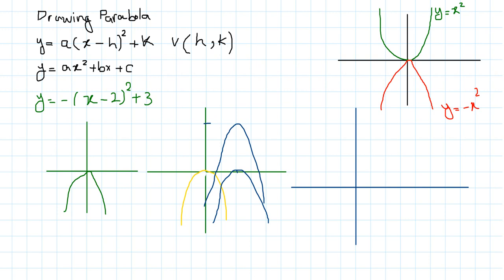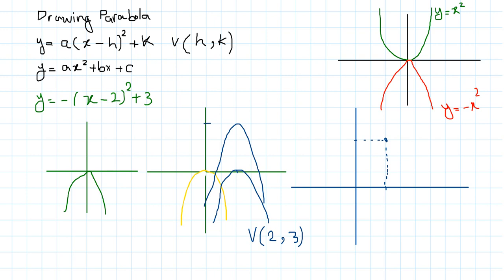Okay, what is my vertex here? My vertex coordinates are 2 and 3. Okay, let's find this point. 2 and 3. This is the vertex point. And I know my graph should be negative, should be down. The x squared is negative, so I draw it.